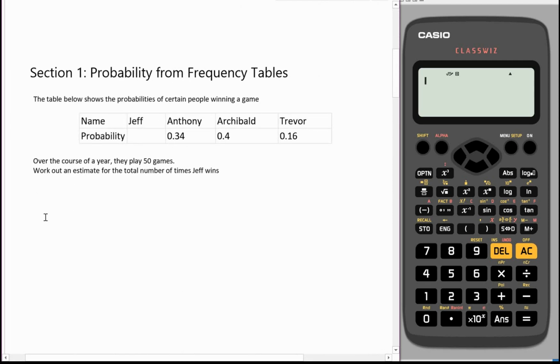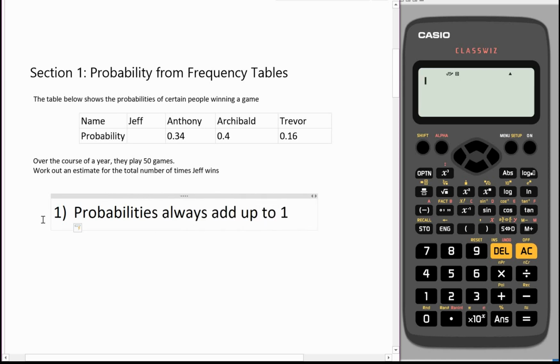For this, you have two key rules to remember. Go for them one at a time. The first one is that probabilities always add up to 1. So if we look here, we have a missing probability for the odds of Jeff winning a game. The way we're going to work it out is we're going to add up the other 3 people and then work out what's missing to give us a total probability of 1.